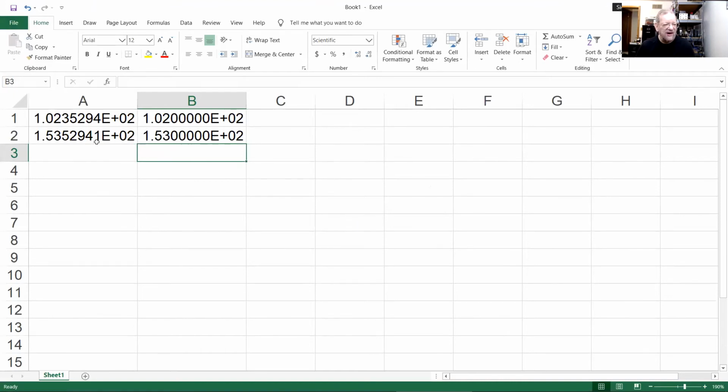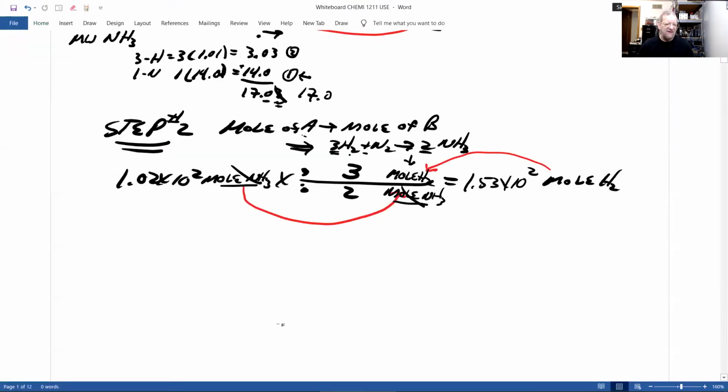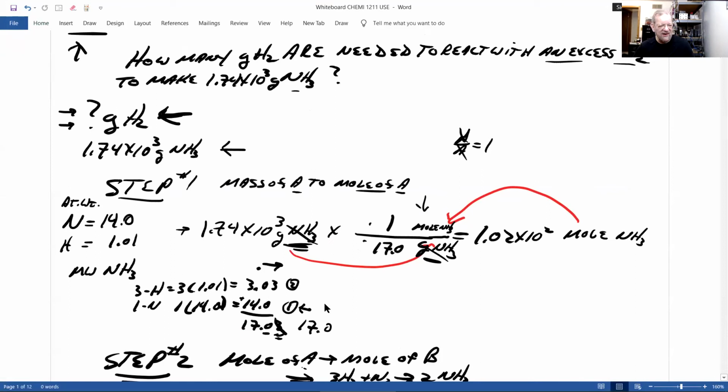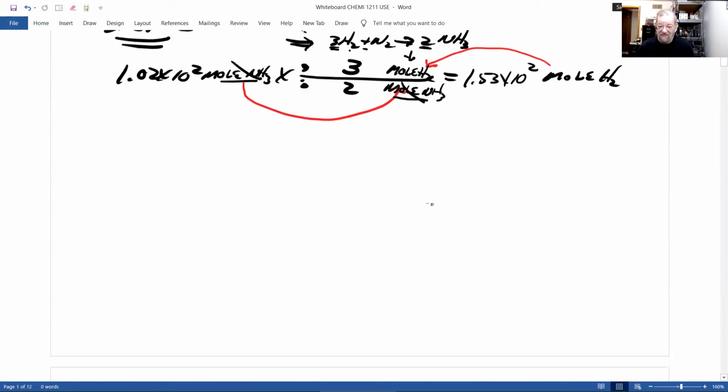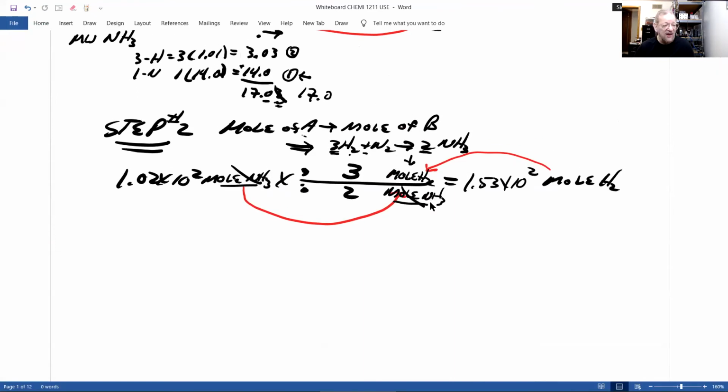Now, notice column A and B, they're slightly different. And they may be different in the final answer. Don't know. And that's why we're doing 2 now. Are we done? No. We're trying to get to grams of hydrogen. We have moles of hydrogen now. And it's time for step number 3.